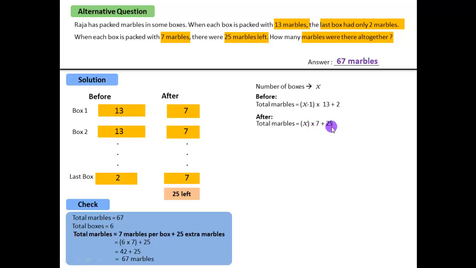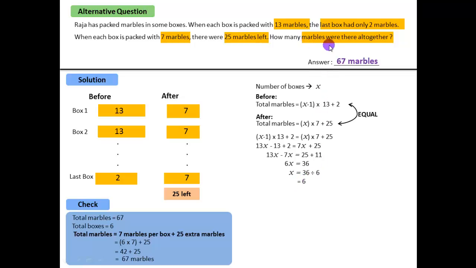We know that these two expressions are equal because they both represent the total number of marbles. So, (x minus 1) times 13 plus 2 is equal to x times 7 plus 25. So, 13x minus 13 plus 2 is equal to 7x plus 25. 13x minus 7x is equal to 25 plus 11. So 6x is equal to 36. We can calculate x by taking 36 and dividing it by 6. And this gives us 6, which is the total number of boxes.